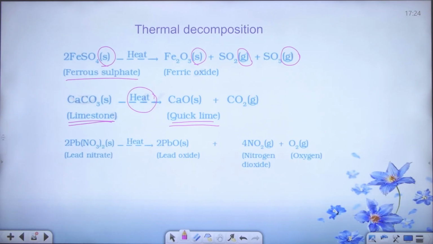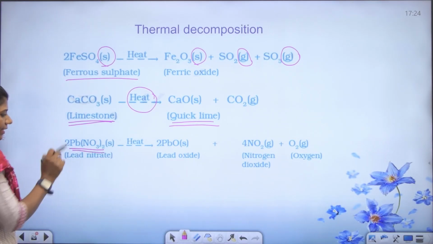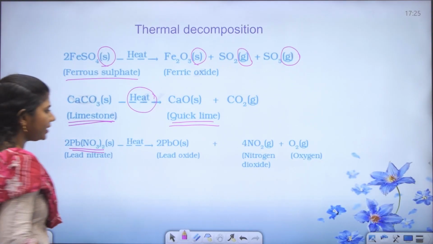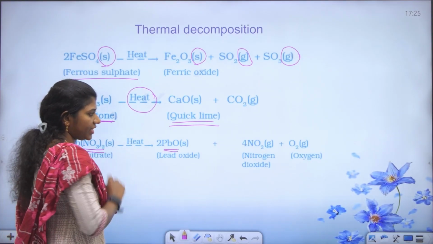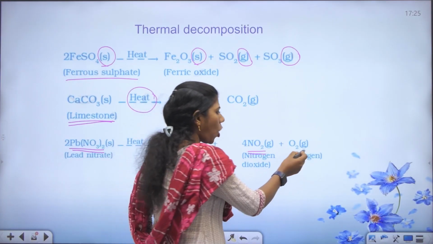Another example is decomposition of lead nitrate. Lead nitrate is Pb(NO3)2. Pb(NO3)2 is lead nitrate. It decomposes to form PbO. PbO is lead oxide. NO2 is nitrogen dioxide, and oxygen.